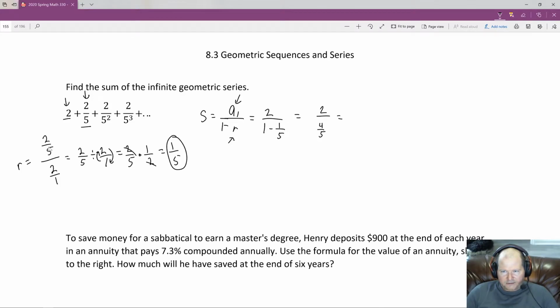This is a fraction, so it's 2 over 1 divided by 4 over 5. So 2 over 1 multiplied by the reciprocal, just flip these. It's going to be 5 over 4, which gives us 10 over 4. We can divide both of these by 2, the numerator and the denominator, giving us 5/2.